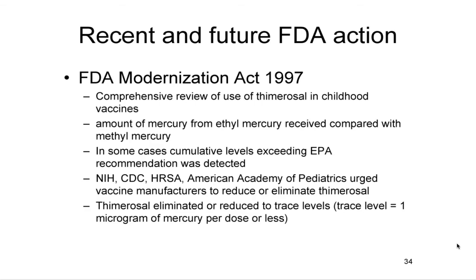And so the FDA Modernization Act of 1997 led to a comprehensive review of the use of thimerosal in childhood vaccines. The amount of mercury from ethyl mercury received was considered comparable with methyl mercury. In some cases, cumulative levels exceeding the EPA recommendation were detected. The NIH, CDC, HRSA, and American Academy of Pediatrics urged vaccine manufacturers to reduce or eliminate thimerosal. Now, thimerosal has been eliminated or reduced to trace levels. What is meant by trace level is 1 microgram of mercury per dose or less.